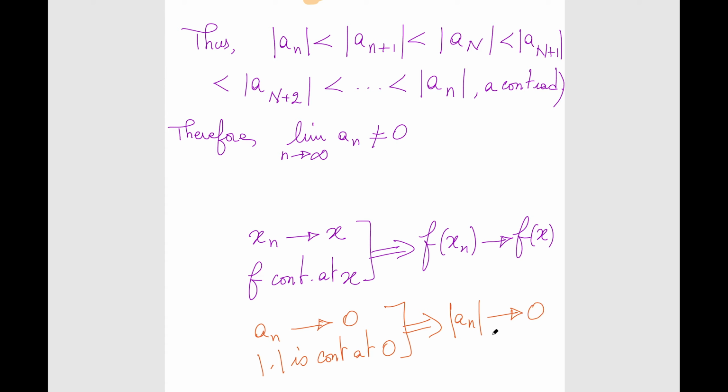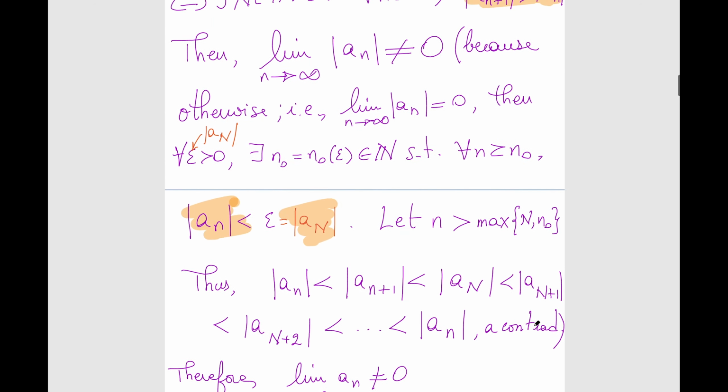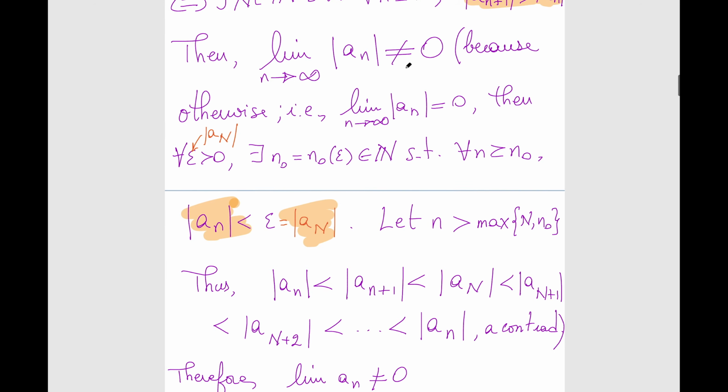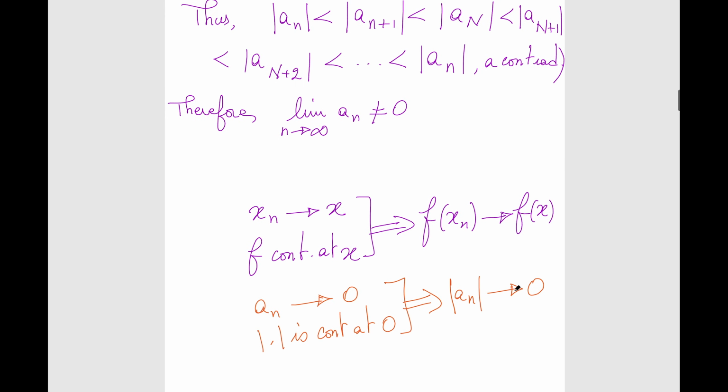Is 0. So you see, if we assume that this is not holding, which means an goes to 0 as n goes to infinity, we get, by continuity of the absolute value function, that the absolute value of an also goes to 0, but that's not the case. The absolute value of an doesn't go to 0. Correct? So this would be the contradiction if you assume that this fails. As such, this must hold. All right? I hope this makes sense.